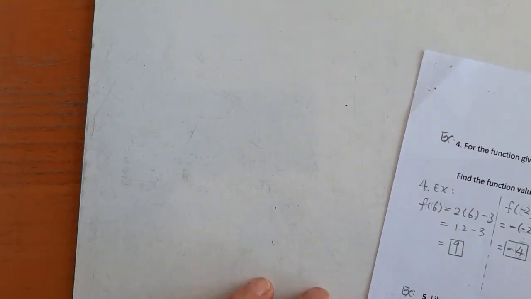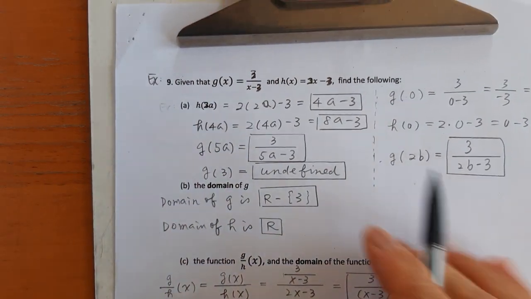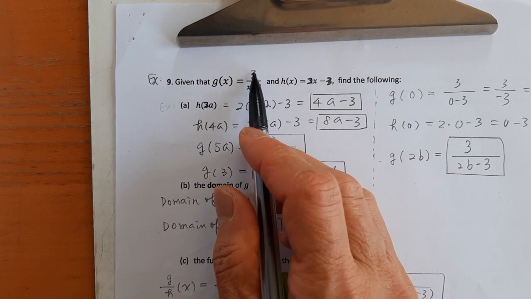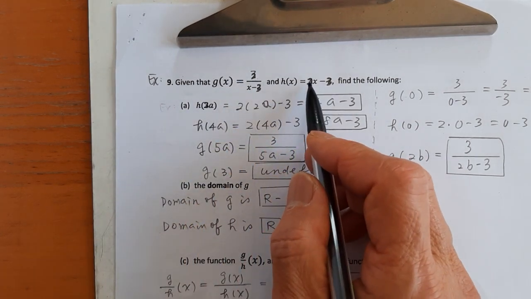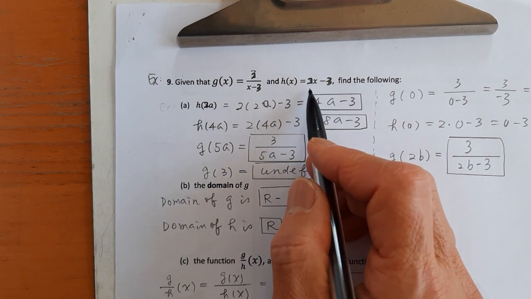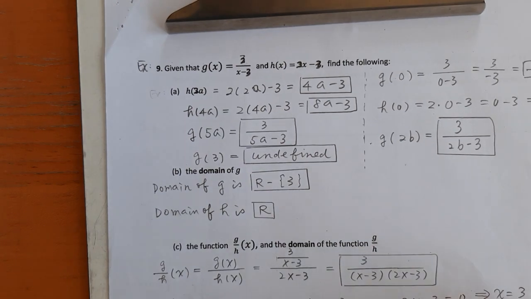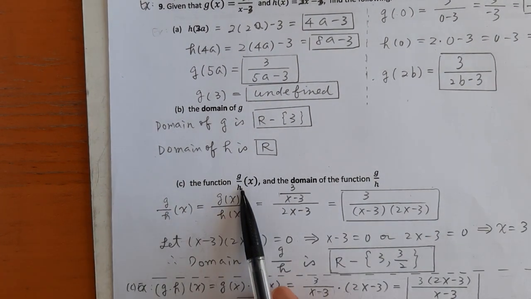Then the next one, question 9. g of x equals 3 over x minus 3. I changed the number. And this is a rational function. h of x equals 2x minus 3. This is a linear function. Find the following. So this is the operations of functions, including divisions.